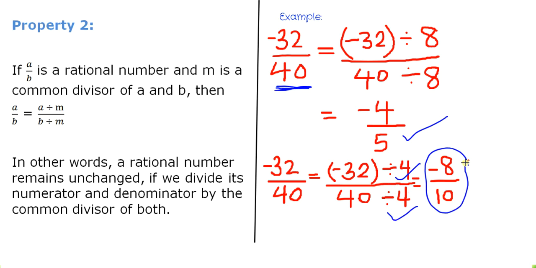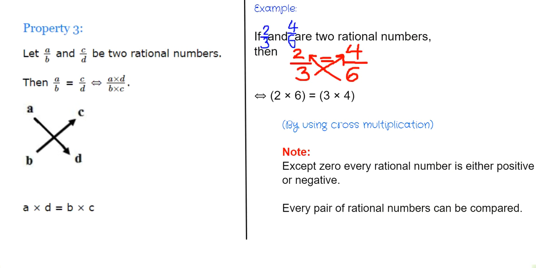So, what have we learned from these two properties? That either I can multiply both the numerator and denominator of my rational number by the same number, or I can divide my rational number by the same number, in order to find the equivalent rational numbers. Now, let us learn about the next property of rational numbers.